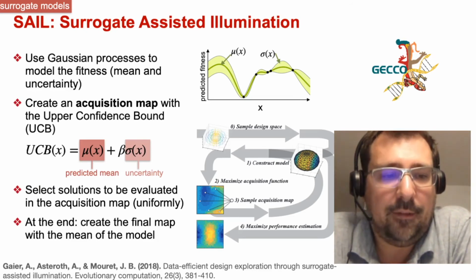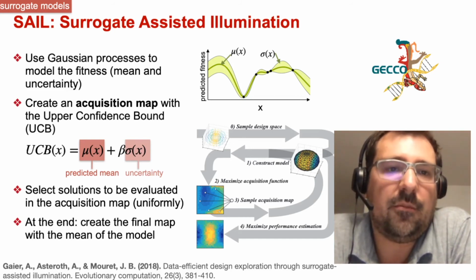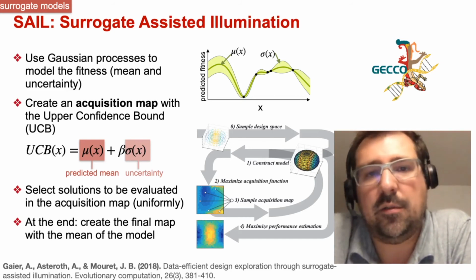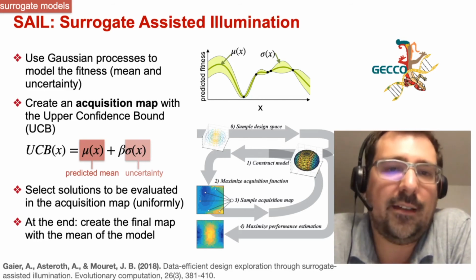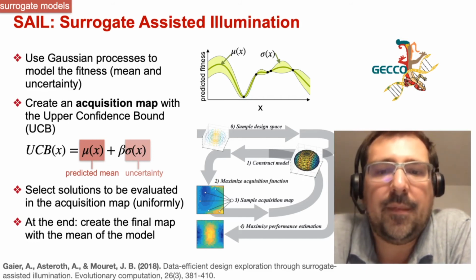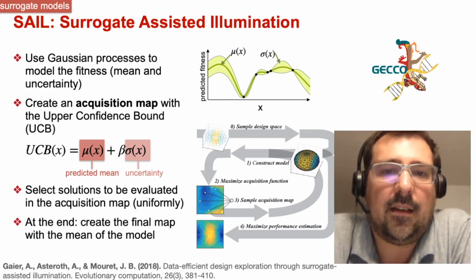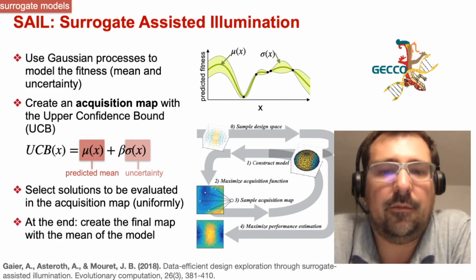So we proposed something with Adam Geyer and Alexander Asterot a few years ago called SAIL for surrogate assisted illumination. And in that work, we use Gaussian processes to model the fitness, which is interesting because it gives a prediction of the mean, so prediction of the value of the fitness, but also about the uncertainty, which is modeled as a variance here. And the key idea here is that we need to choose what's the next point that we want to try to improve our model.